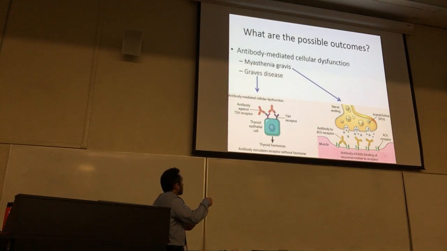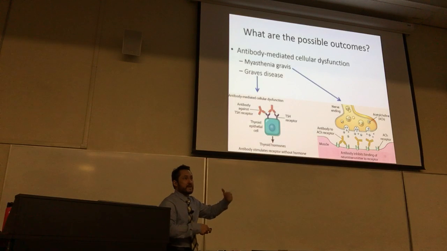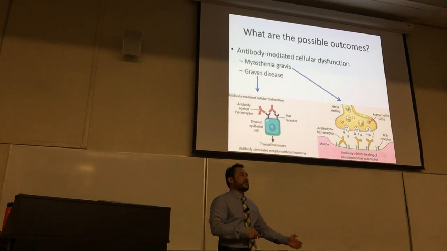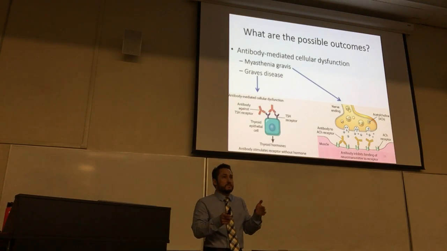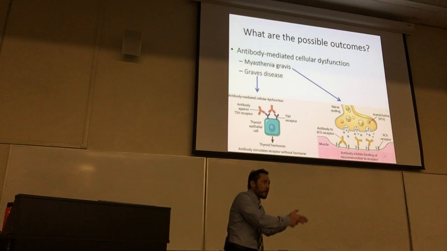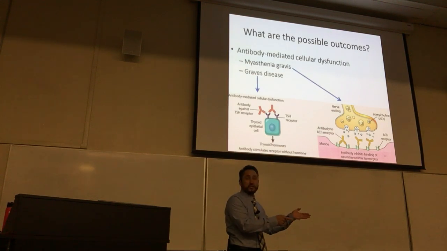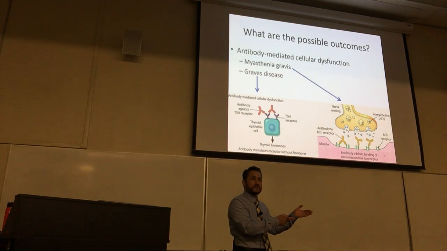Right? You're making antibodies against your own receptor. Here you're making antibodies against your own TSH receptor. Here you're making antibodies against your own acetylcholine receptor. You're not supposed to make antibodies against those things. You become hypersensitive to something that is your own part that you should not be making antibodies against.